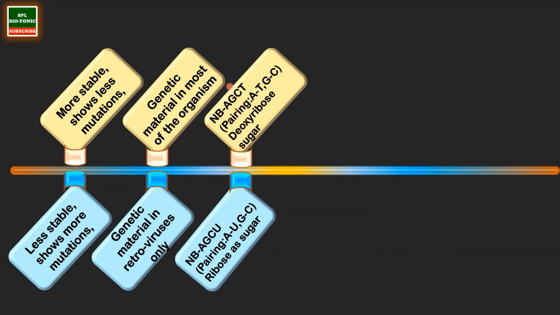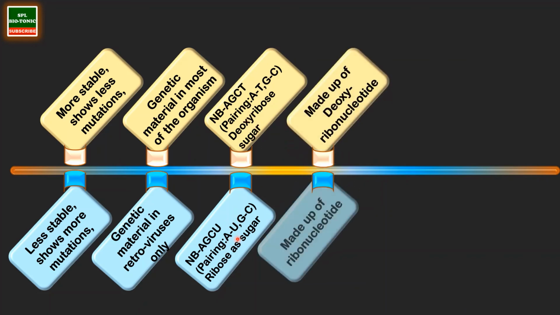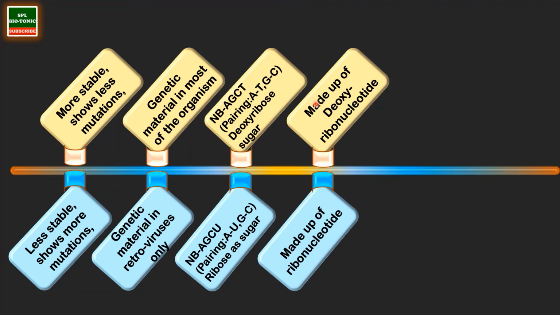If you remember, we have made one mnemonic to remember these nitrogen bases, AG, CT leakage and AGCU. I hope you remember this. Now in case of DNA, A pairs with T and G pairs with C, whereas in case of RNA, A pairs with U, G pairs with C. Sugar present in the DNA is deoxyribo sugar, whereas in RNA it is ribo sugar. Now DNA is a polymer of deoxyribonucleotides, whereas RNA is a polymer of ribonucleotides.